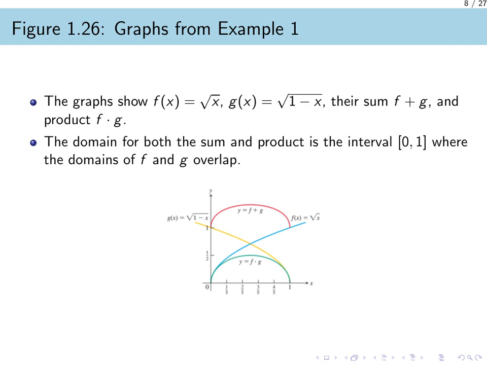Because the square root of x is only defined for x greater than or equal to 0, and the square root of 1 minus x is only defined for x less than or equal to 1, the combined functions can only exist on their overlapping domain. The essential thing to remember is that the domain of the combined functions is the intersection of the original domains, in this case the closed interval from 0 to 1.